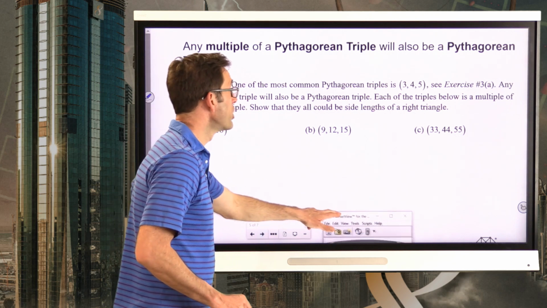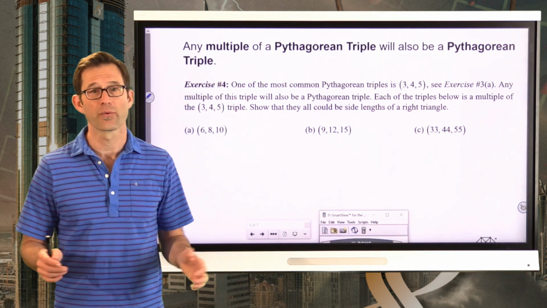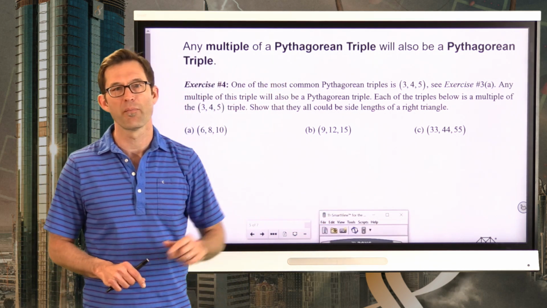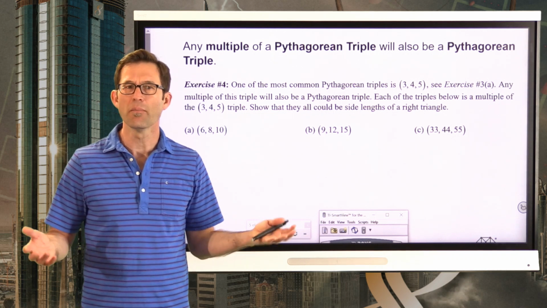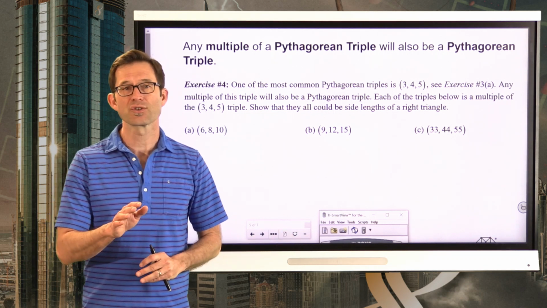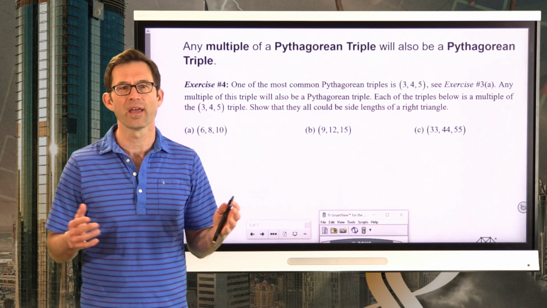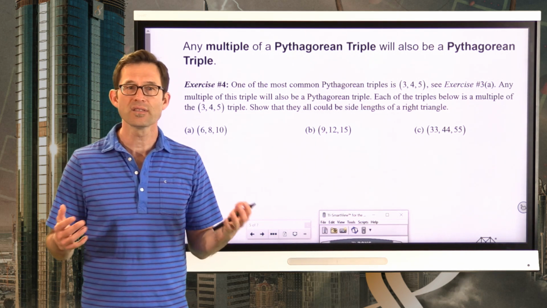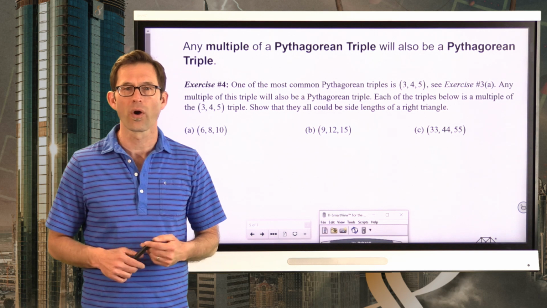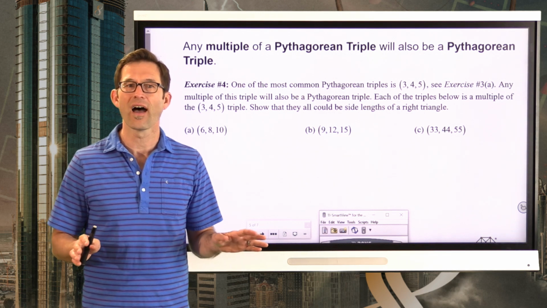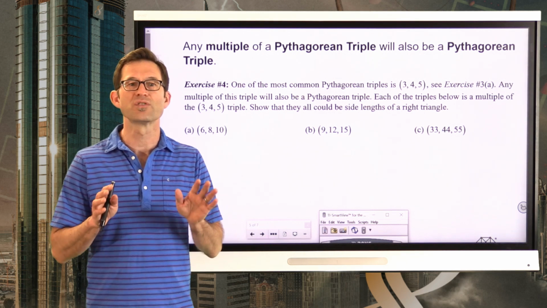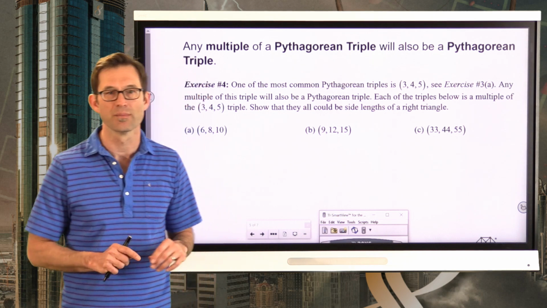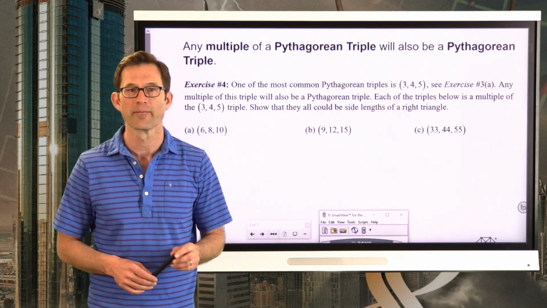Now, one of the really cool things about Pythagorean triples is that any multiple of a Pythagorean triple will also be a Pythagorean triple. We could actually prove that, but it involves some advanced algebra that we don't really want to go into right away. So let's take a look at exercise number 4, and let's just see how multiples of our most famous triple are still triples themselves.